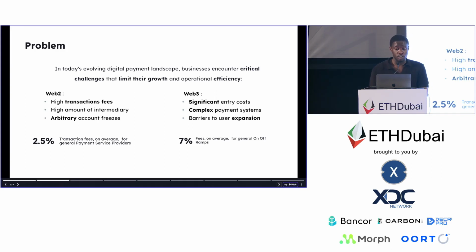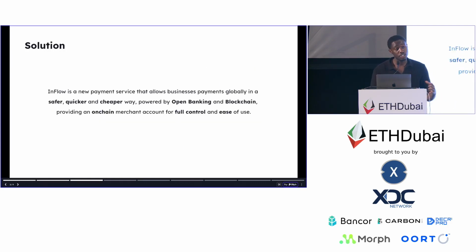And in Web 3, with on-ramp firms, you have significant entry costs, with a lot of KYC and adding your contact details and things like this, a complex payment system, and that means that as a Web3 B2C business, you have a high barrier to user expansion. And on average, we have around 7% transaction fees on on-ramps. And that's where Inflow comes in, by providing a new type of payment service provider that is safer, quicker, and cheaper, leveraging open banking and blockchain, and by providing an on-chain merchant account for full control and ease of use.